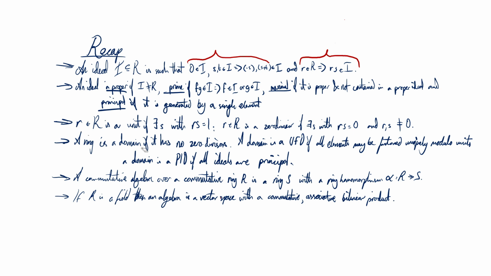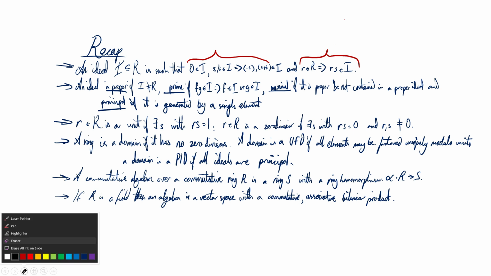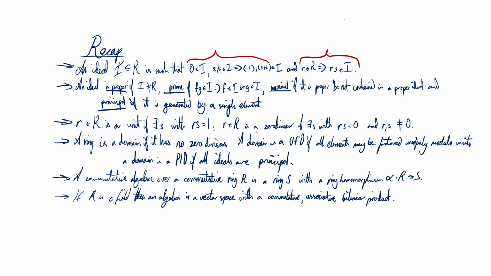An element of a ring is a unit if you can multiply it to get 1, and a non-zero element is a zero divisor if you can multiply it by another non-zero element to get 0.